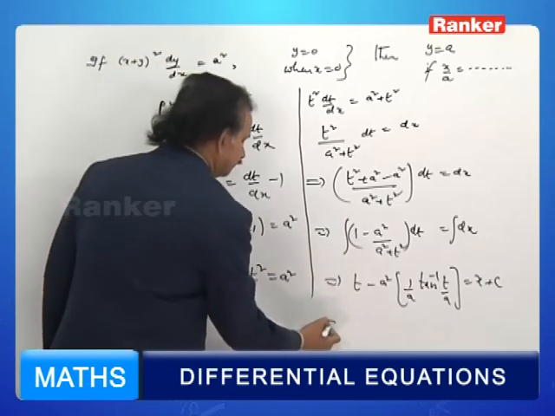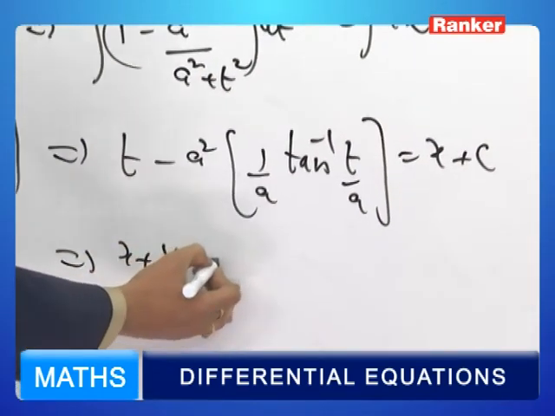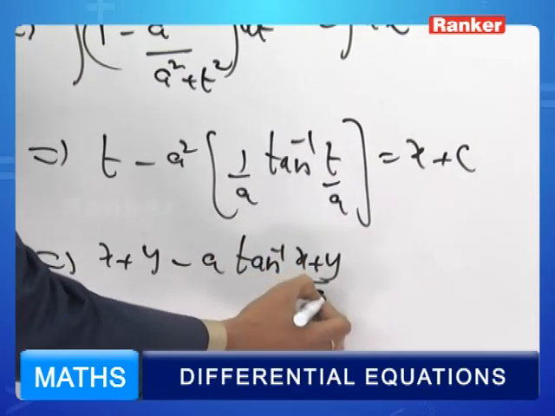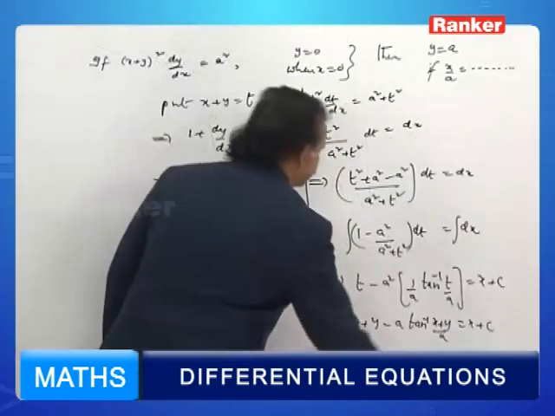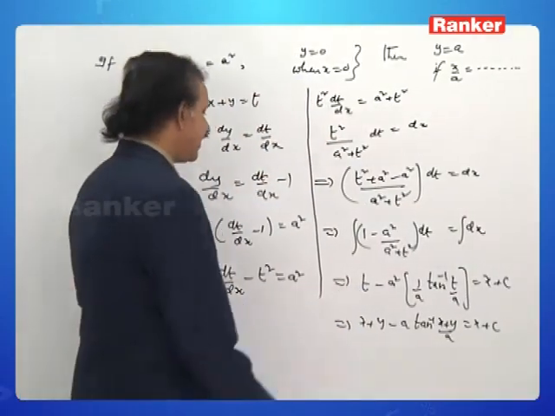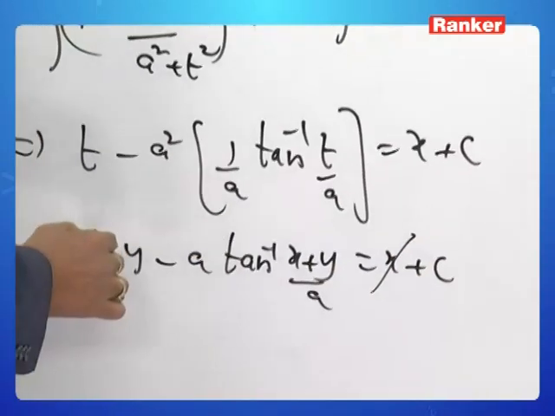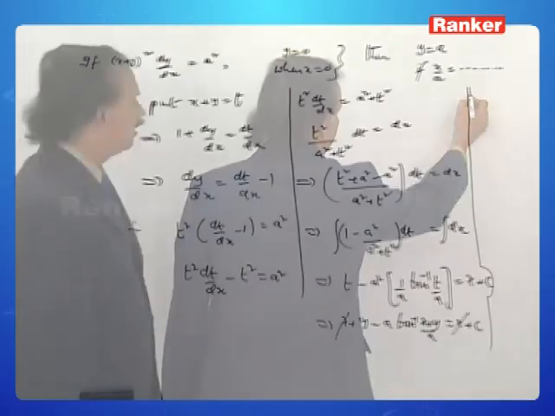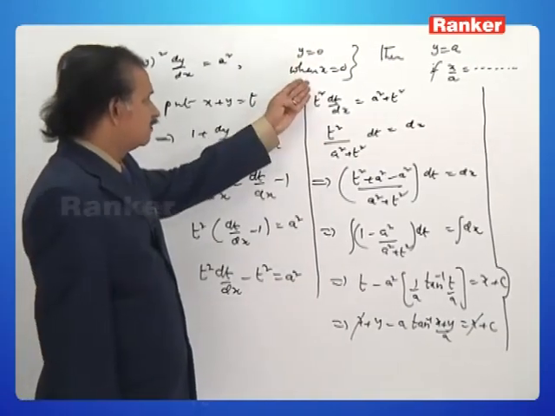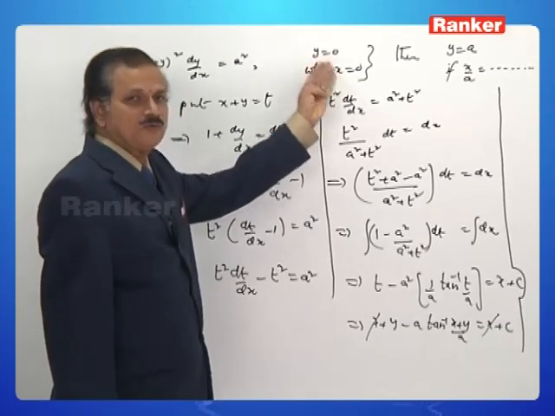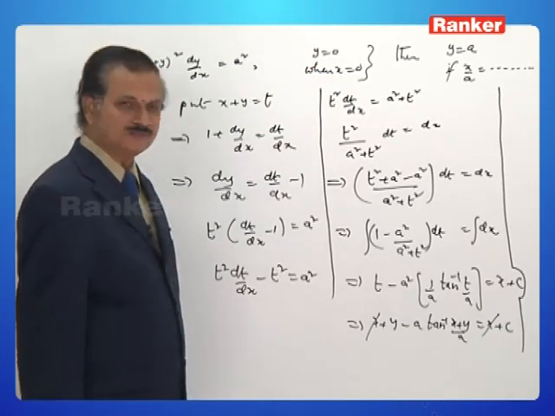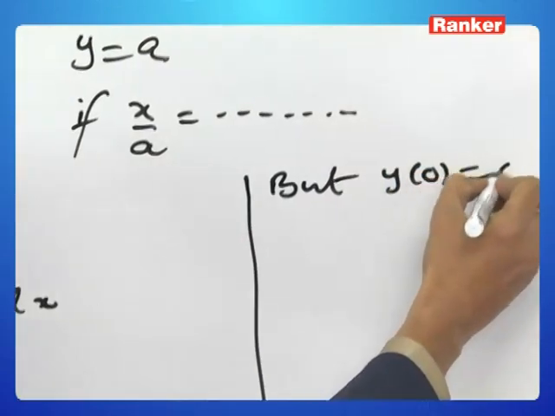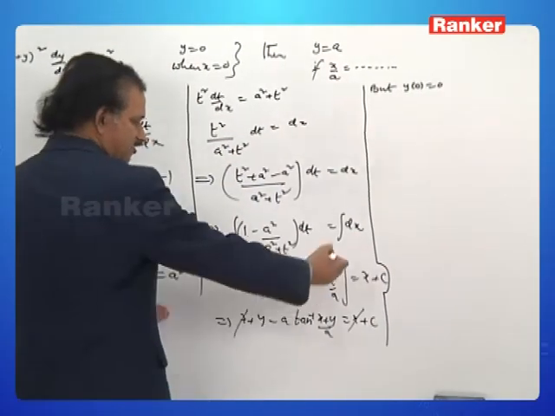Okay, what is t? x plus y minus a into tan inverse (x plus y) by a is equal to x plus c. We can cancel one x. Okay, what will be the next step? From here itself, you make use of this. When x is 0, y is 0. It passes through origin, isn't it? But y of 0 is equal to 0. So it passes through origin.